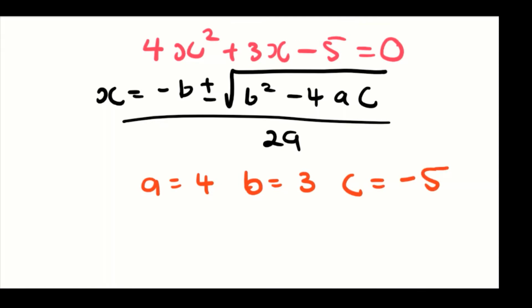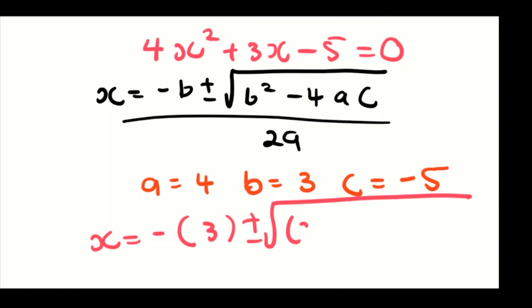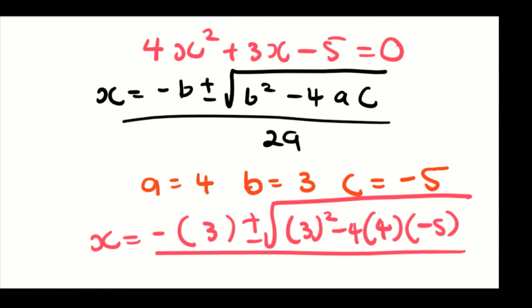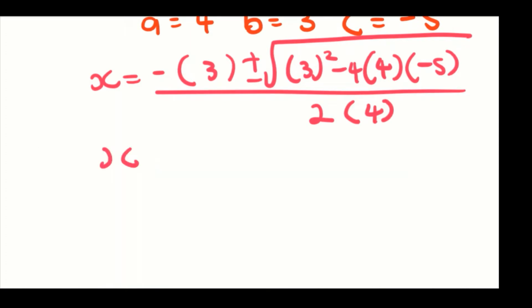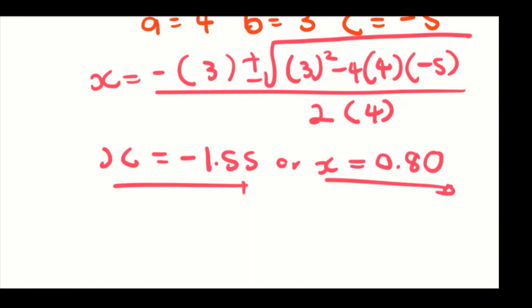So we're going to substitute these values into our quadratic formula. So it's going to be minus 3 plus or minus the root of 3 squared minus 4, our a value being 4, our c value being minus 5. And then we divide by 2 times our a value of 4. So the solutions of x that you're supposed to get for this problem are x equals minus 1.55, or x equals 0.80. So these are your solutions of x to 2 decimal places.